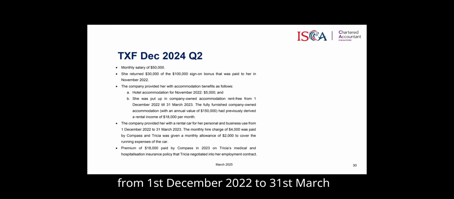It is very important to note here that the first basic rule of preparing an individual income tax computation is you need to categorize the type of income. Here, we are talking about Tricia's employment income with Compass. Do not mix in or include any of her rental income.